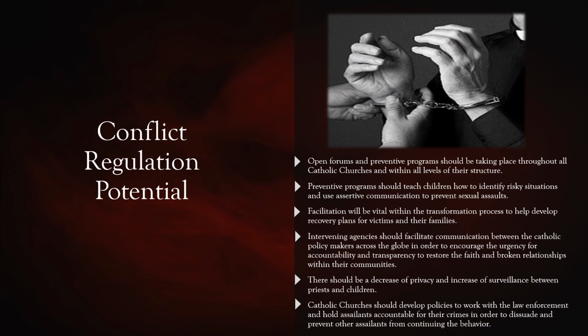Additionally, another suggestion that should take place in order to dissuade predatory behavior is to decrease privacy and increase surveillance between priests and children. Finally, Catholic churches should develop policies to work with law enforcement and hold assailants accountable for their crimes in order to dissuade and prevent other assailants from continuing their behavior.